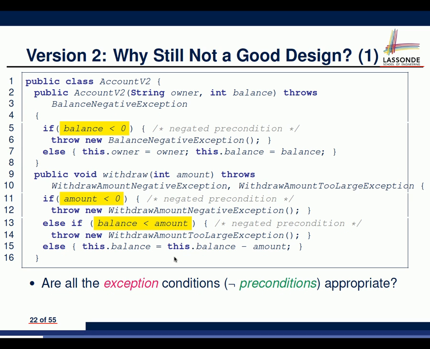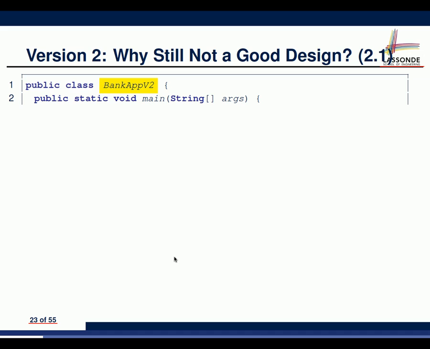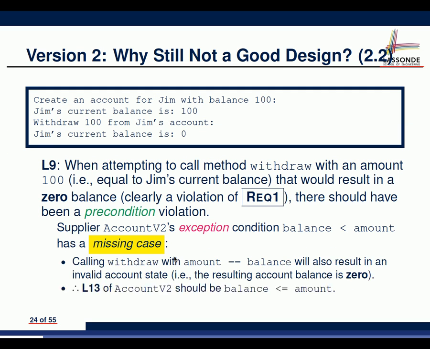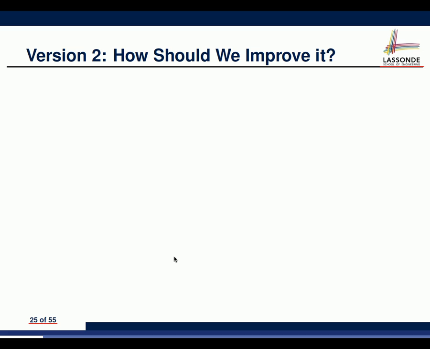Why is it still not a good design? Because if you try amount being equal to balance, you're going to get a negative balance. So now what we will do is we'll go to improvement.